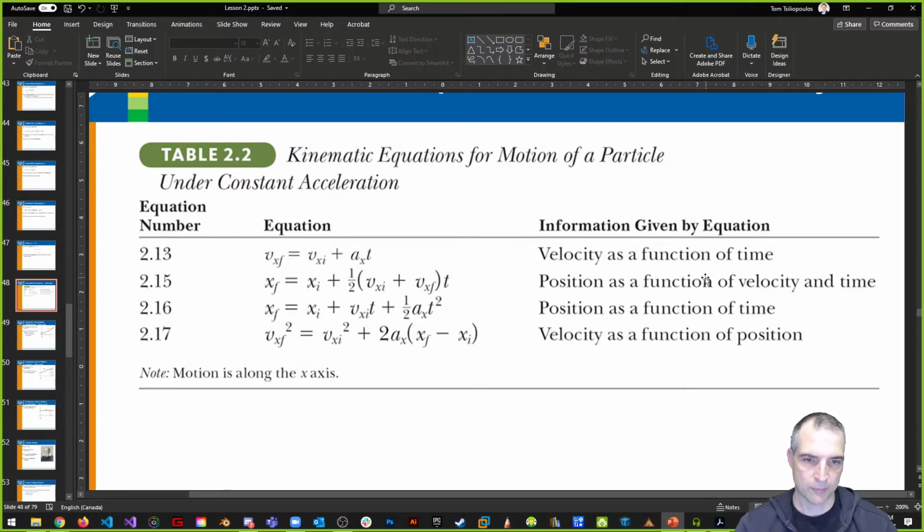But we don't have time. Notice time for these three. If we aren't given time, we can use the bottom one.